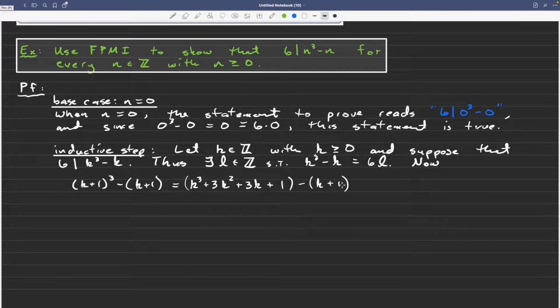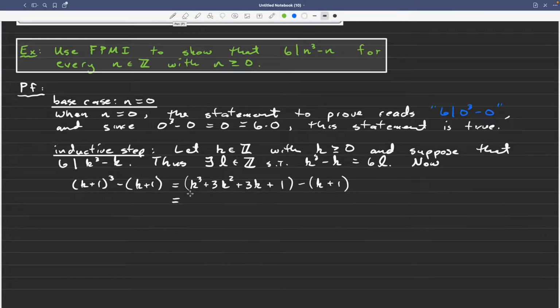And so I'm looking at that algebraic expression, and I'm thinking about how I can use my inductive hypothesis. For my inductive hypothesis, I've got k cubed minus k can be written as 6 times L. So I'm looking, can I find a k cubed minus k in there somewhere? And sure enough, you see k cubed here and you see minus k here. So let's gather those two terms together so we can take advantage of our inductive hypothesis.